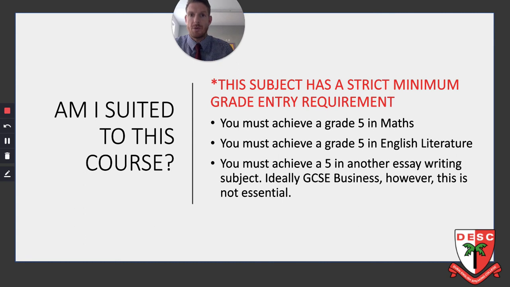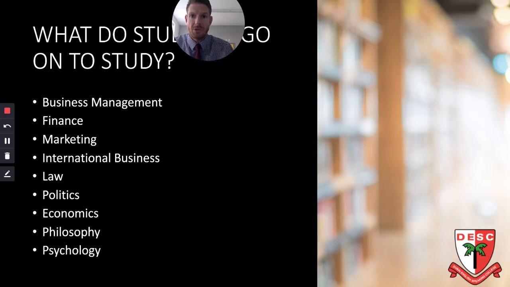So what do you go on and study once you've achieved your A-level in business? Well, our students go on to a whole host of different degrees and careers. Business management, finance, marketing and international business are all obvious choices. But quite often, students with an A-level background in business go on to achieve well in politics, economics, philosophy, psychology and a host of other degrees.